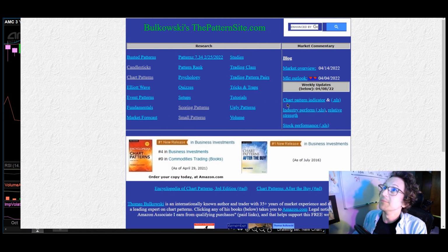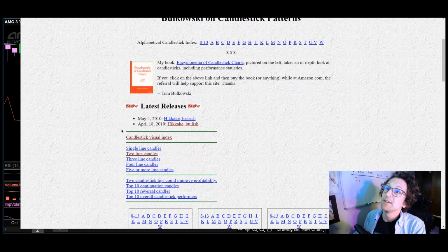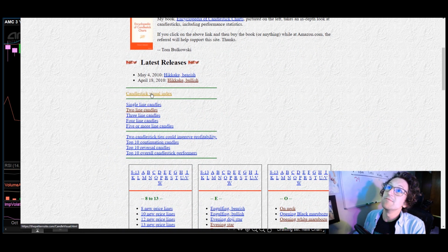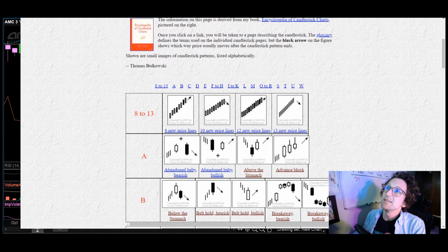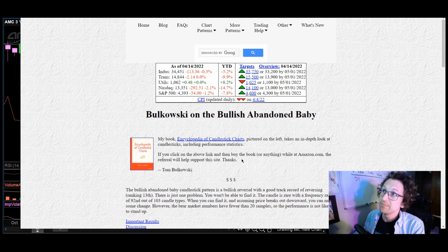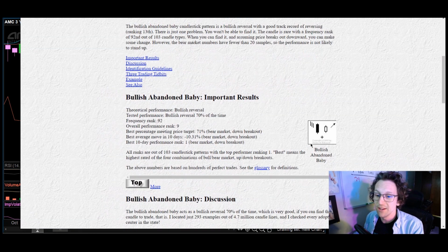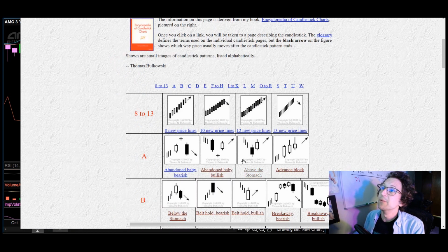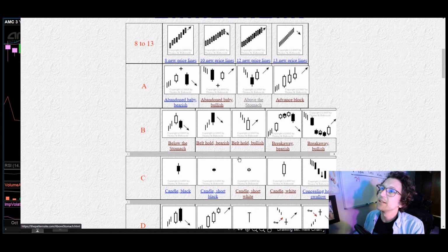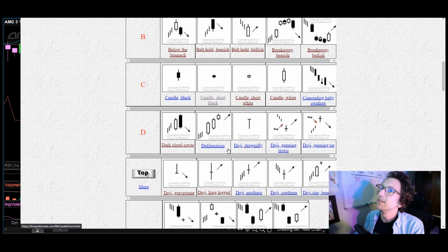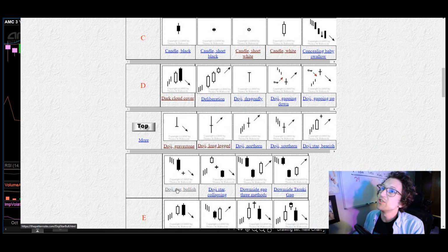He looked it up on Bulkowski's website, and this is why I like Bulkowski. I'm going to go to candlesticks. I need his visual index. Here we go. Here's an abandoned baby, a bullish abandoned baby, right? This could be what occurs if we have a gap up. That's going to be a big signal, right? That would be interesting to see. But that's not what Obi-Wan was talking about. We were talking about the Doji Star.